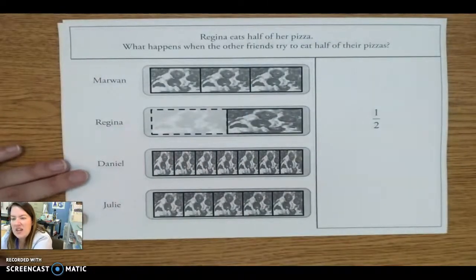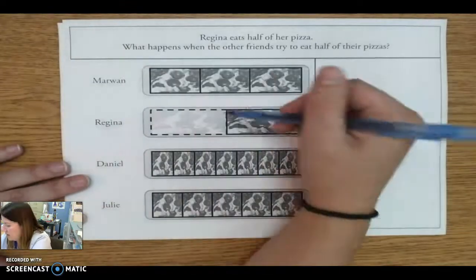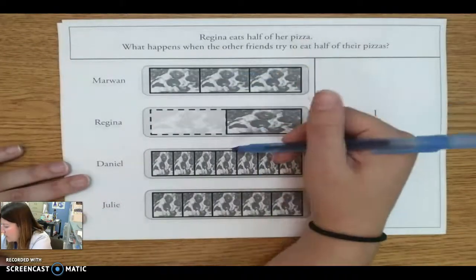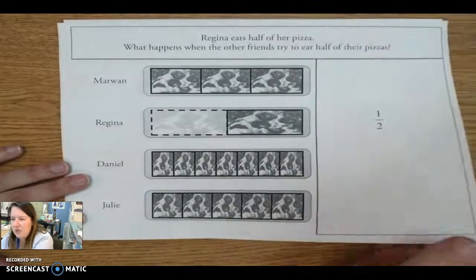It says Regina eats half of her pizza. Well, what happens when the other friends try to eat half of their pizza? What do you think is going to happen when these guys try to eat half of their pizza? Are they going to be able to?